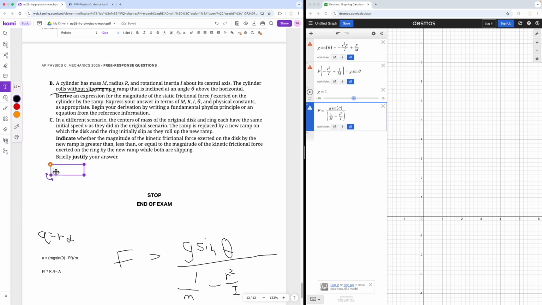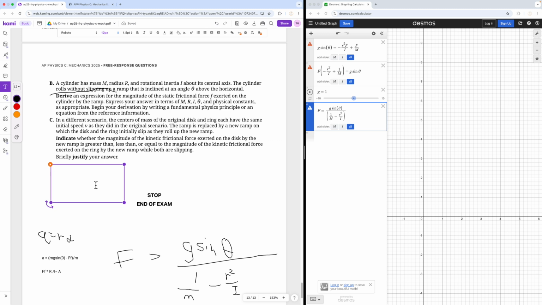And now we're on the final part of the exam, part C. In a different scenario, the centers of mass of the original disk and ring each have the same initial speed v as they did in the original scenario, but this old ramp is replaced by a new ramp, on which the disk and ring actually slip as they roll up the new ramp. Indicate whether the magnitude of the kinetic frictional force experienced by the disk is actually different than the ring.